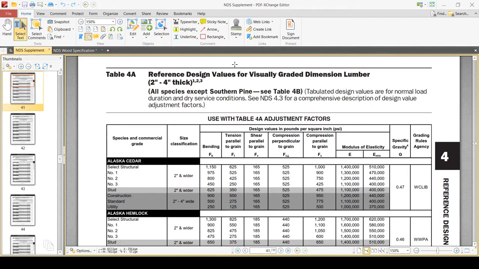Most were able to merge together eventually and get everything into one specification, but there were some special things about how Southern Pine was graded and handled, and some of the adjustment factors applied to it. Because of that, those are retained out of camaraderie. That's not the right word. Out of professional courtesy.